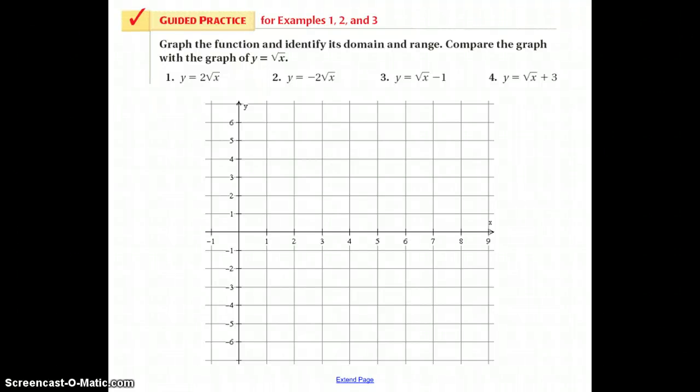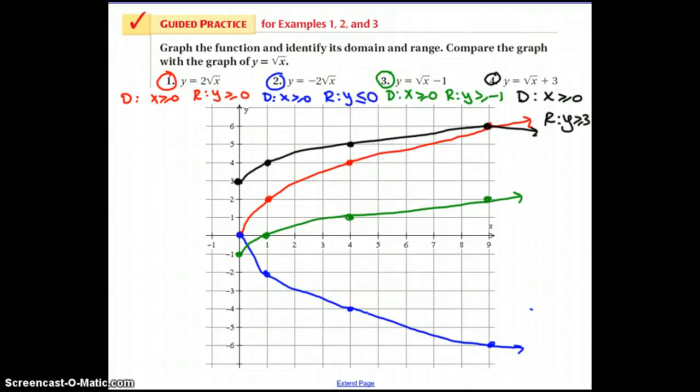Okay, so what I want you to do is pause the video here, try to do these four problems on your own on the grid provided. You can do them all together, and then play the video to check if your answer matches the answer that you should have.